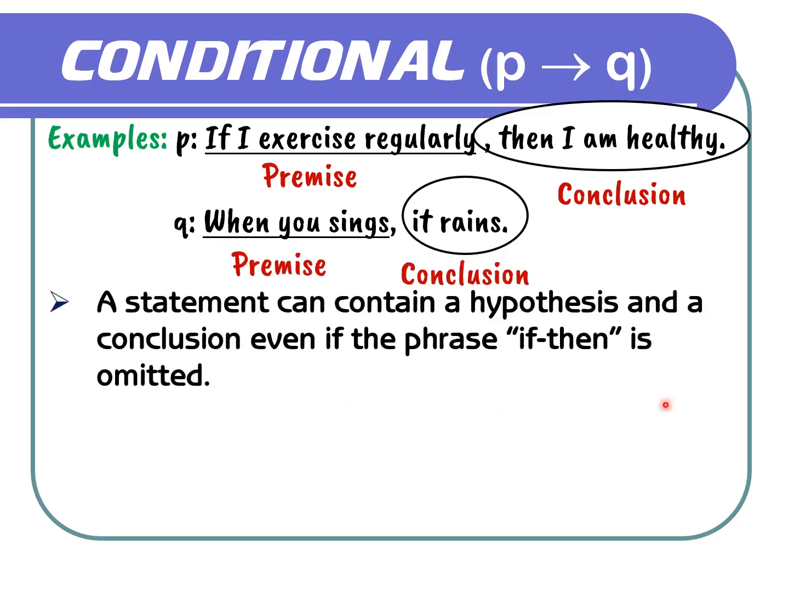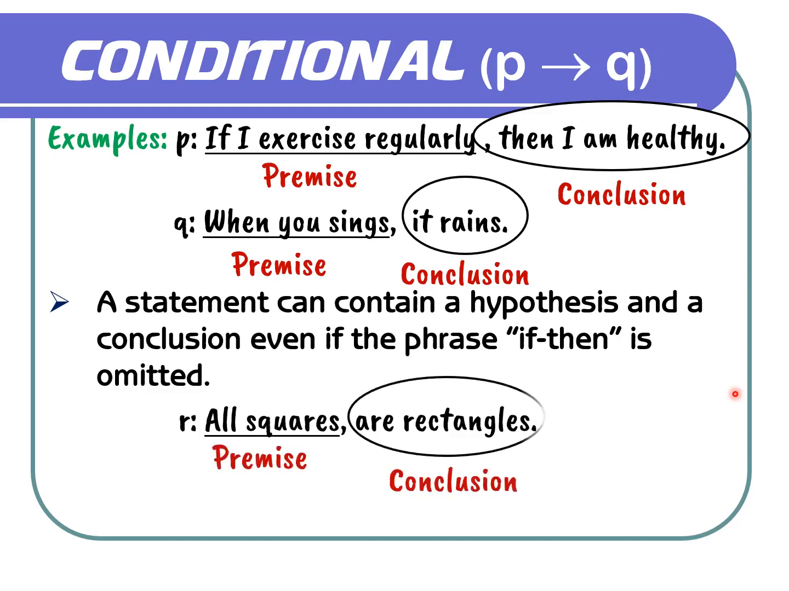Now, a statement can contain a hypothesis and a conclusion even if the phrase if and then is omitted or deleted. For example, all squares are rectangles. Your premise here will be all squares and your conclusion will be are rectangles.